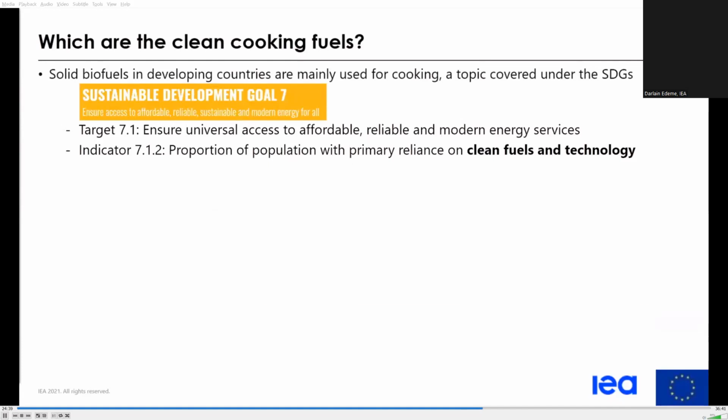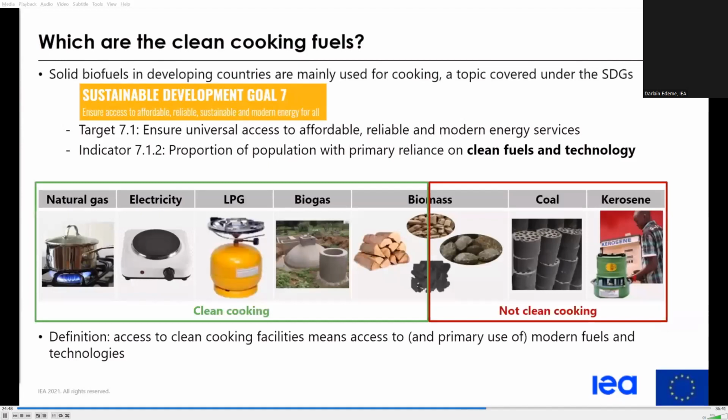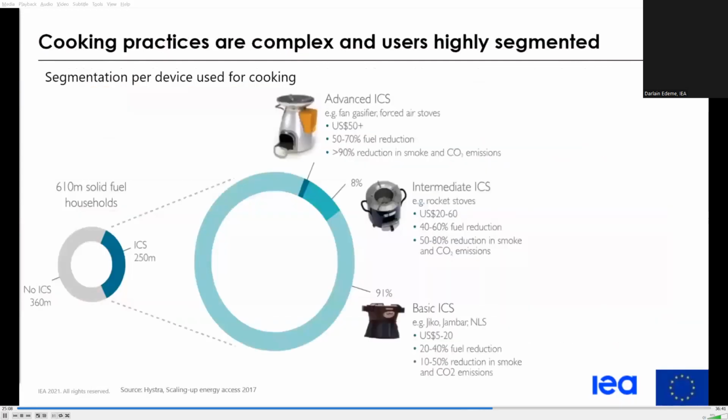How do we define clean cooking facilities? We have several technologies for cooking, and we define as not clean cooking technologies when we use biomass, coal, and kerosene. Note that for biomass, only the traditional use of biomass is not clean, and if you use an improved stove, it is clean. With this, we can calculate access to clean cooking.